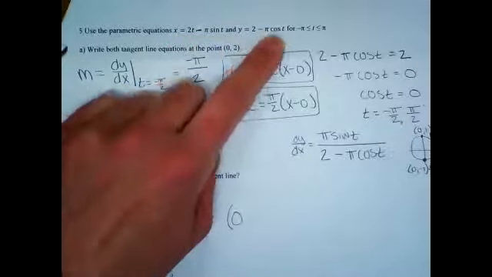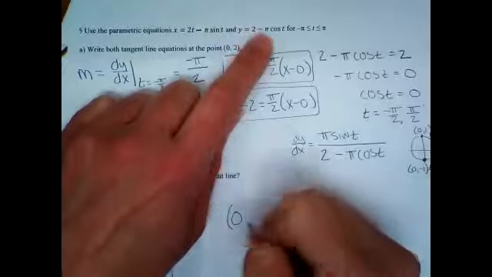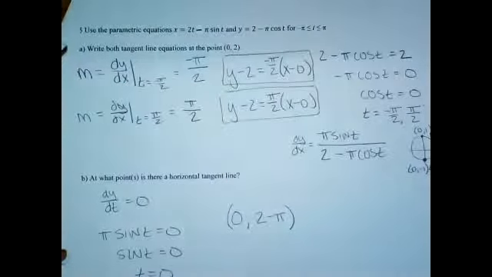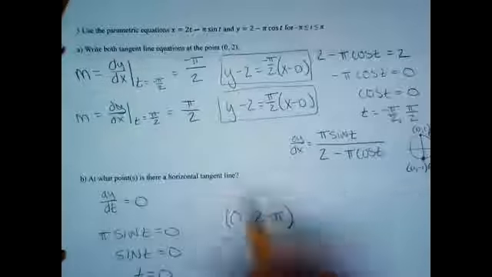All right, over here, cosine of 0 is 1. So this would be 2 minus pi. Pi is 3.14 about, so 2 minus 3.14 would be like negative 1.14. You guys following me there? Okay, because what we're going to do is look on the graph.